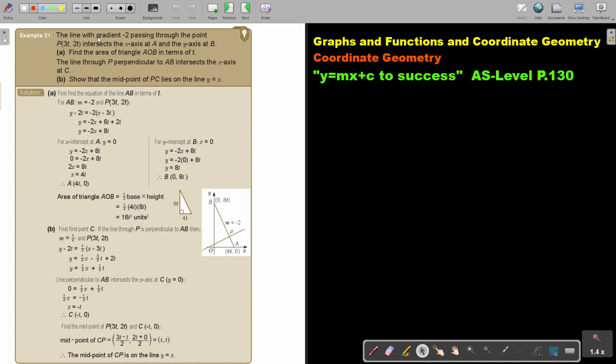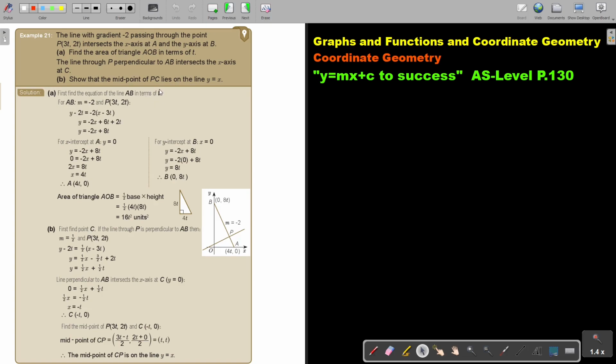The line with gradient -2 passes through the point P. Do you see the unknowns? It intersects the x-axis at A and the y-axis at B. Find the area of the triangle AOB in terms of t. Stop there. Let's first do this: first find the equation of the line AB in terms of t.